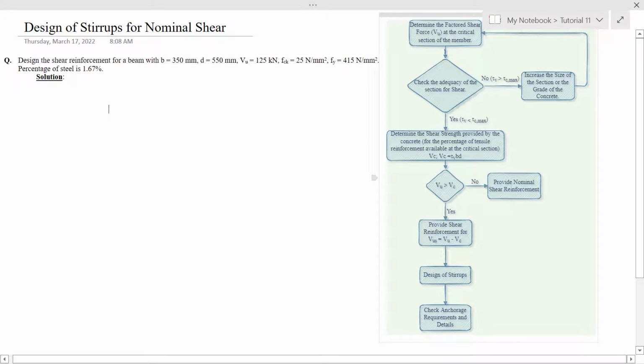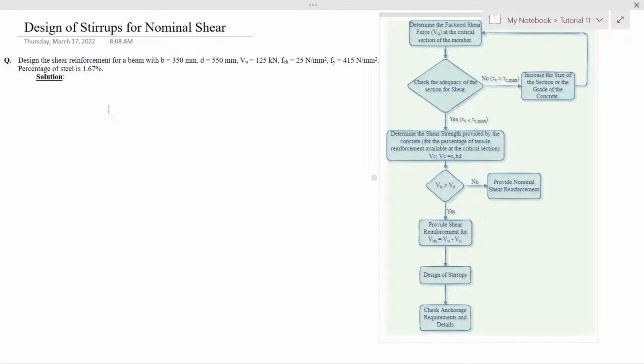So this will be our tutorial class, and today we will look at the design of stirrups for nominal shear. This is our 11th tutorial in this video lecture series on design of reinforced concrete structures and the first tutorial class for the design of shear.